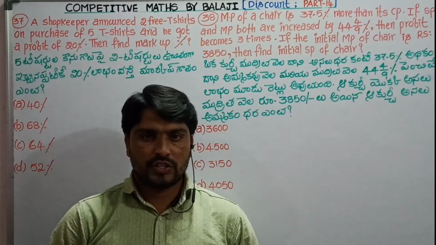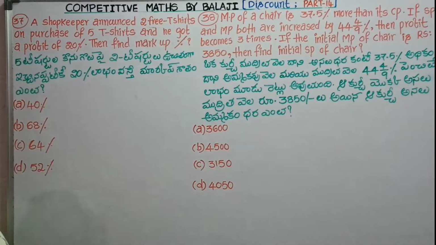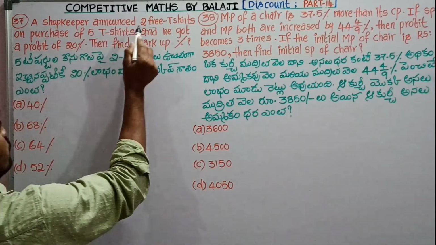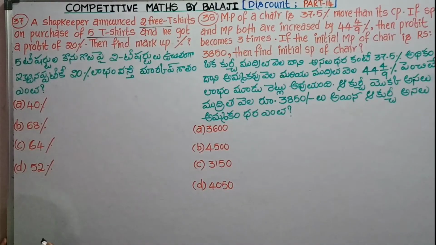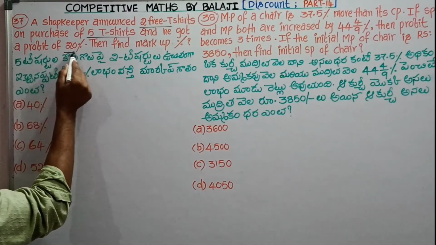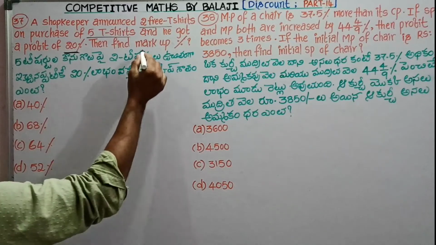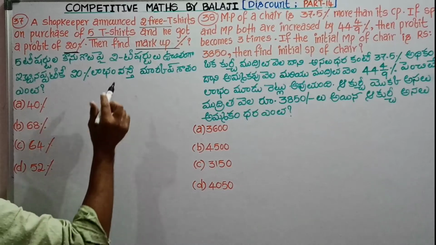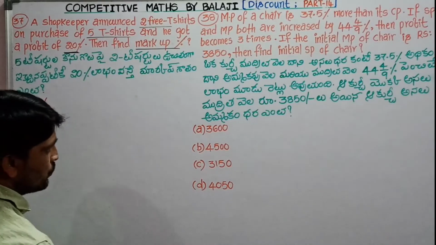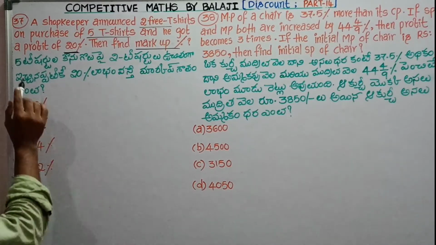Okay. Next question, 37th one. A shopkeeper announced 2 free t-shirts on purchase of 5 t-shirts, and he got a profit of 20%. Then find the markup percent. Markup percent is nothing but the difference between market price and cost price.